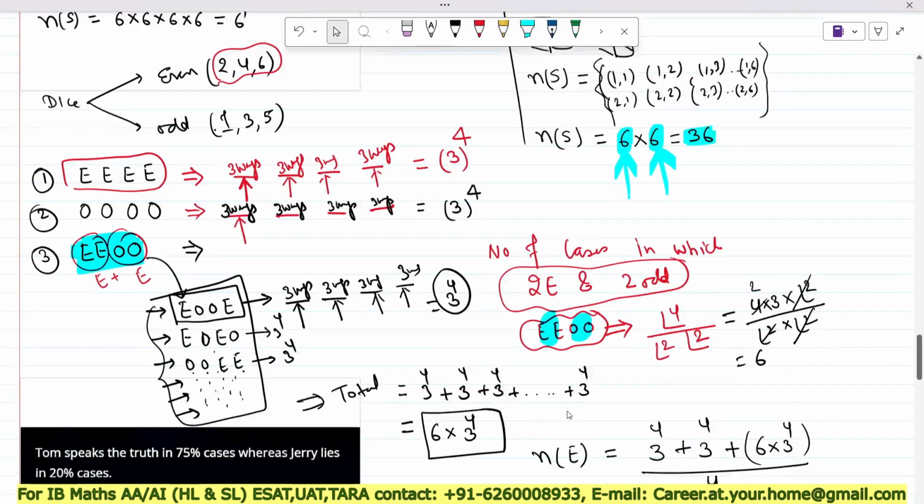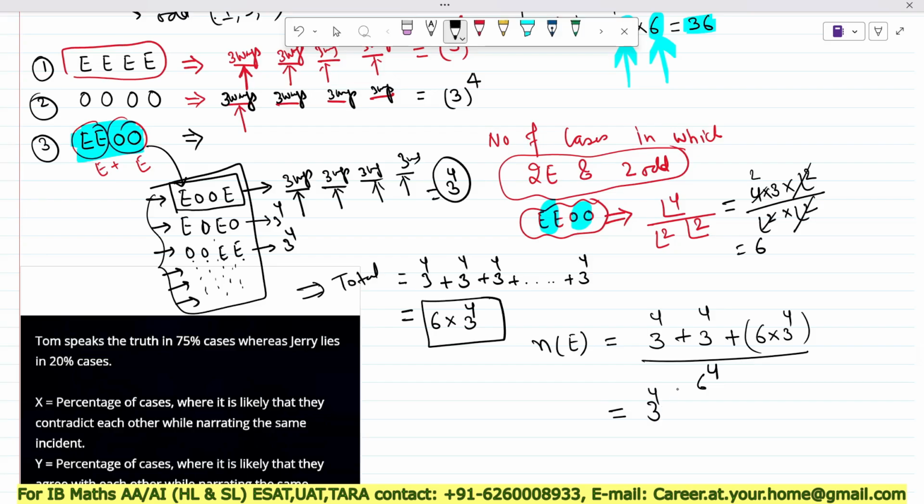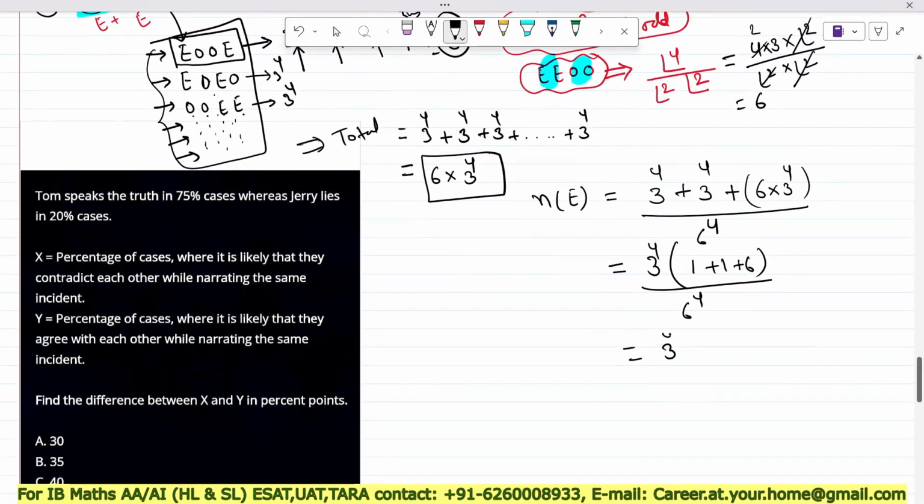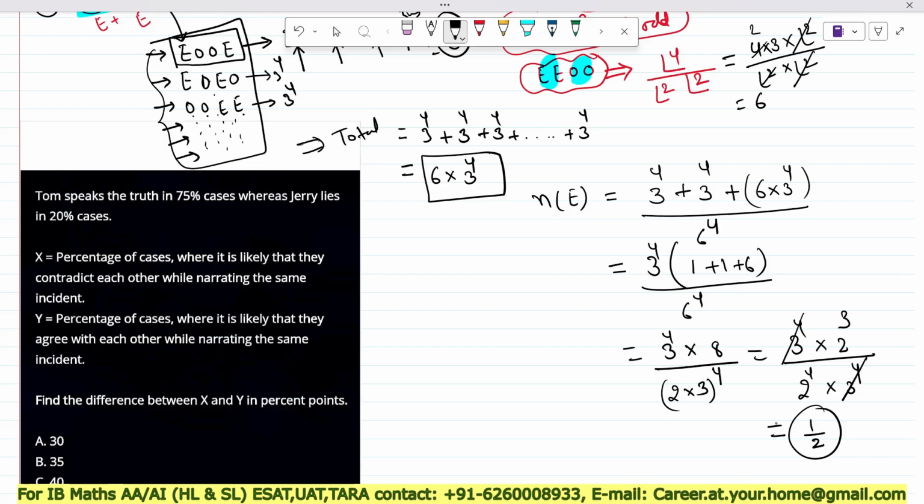Okay, so let us try to solve this. 3 raised to power 4 you can take as common. So you will get 6 upon 6 raised to power 4. 6 raised to power 4 can be written as 2 into 3 raised to power 4, isn't it? So it should be 3 raised to power 4 into 2 raised to power 3 upon 2 raised to power 4 into 3 raised to power 4. The 3 raised to power 4 will cancel out. So you are getting 1 over 2. So the probability should be 1 over 2.